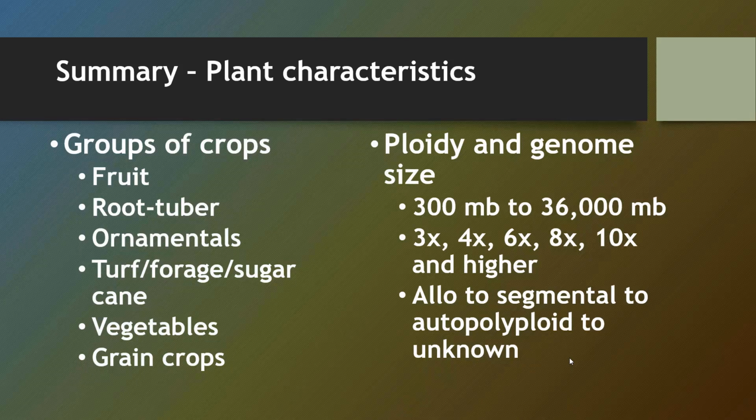The ploidy levels, again, range from triploid all the way to decaploid and higher. The genome size is from about 300 to 36,000. Of course, you're seeing these larger sizes mainly among the grasses and things like that. And of course, you range from allo to segmental to autopolyploid. Now, we're mainly concerned about the more autopolyploid situation here.